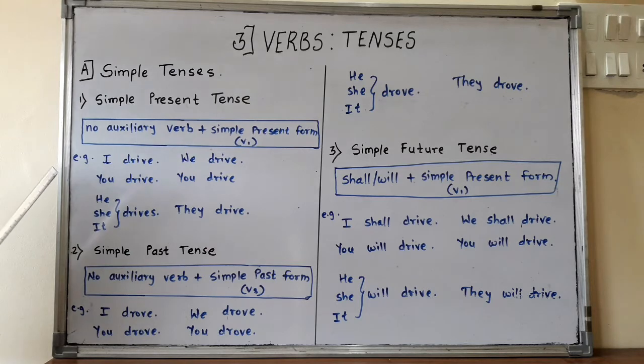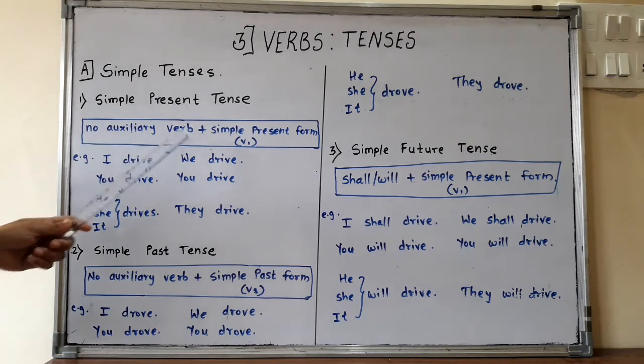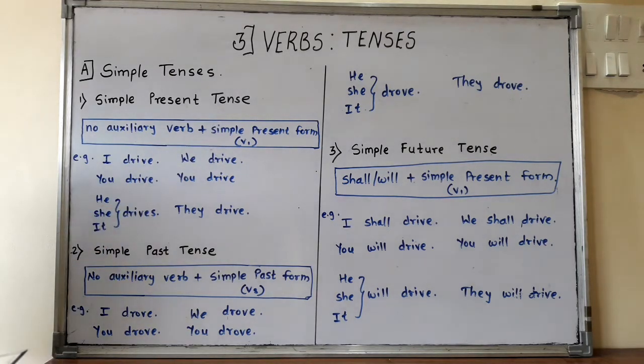What is simple present tense? One auxiliary verb and one action is equal to one tense. So in simple present tense, no auxiliary verb is used. And we have studied that do and does is hidden there. So no auxiliary verb plus simple present form of the action verb is simple present tense.